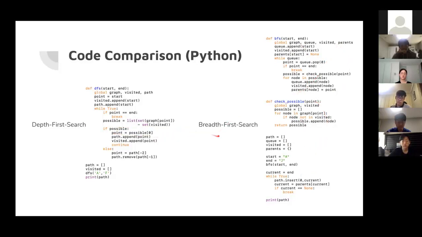DFS and BFS have their strengths and weaknesses. Depth first search is very simple to code, but it has its limitations. BFS returns a bit more useful information, but you have to do a bit more work. So those are DFS and BFS.